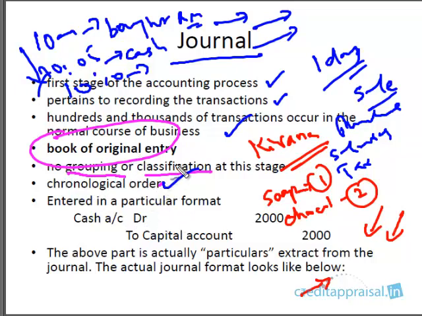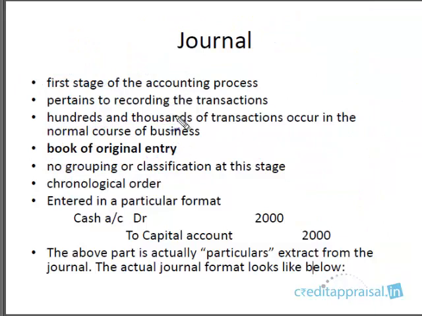There is no priority here. There's nothing like a major amount getting in first, like smaller amounts being relegated. There's nothing like that, right? Every transaction gets entered in the chronological order, and you have to understand there is a particular format in which transactions are entered. Transactions are entered in the journal in a particular format, right?